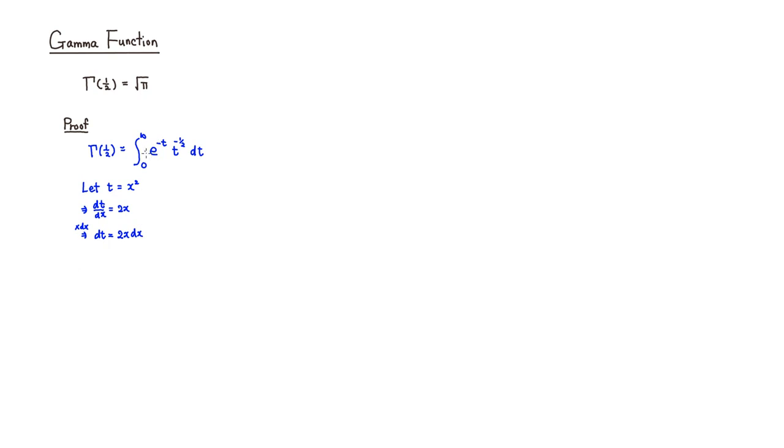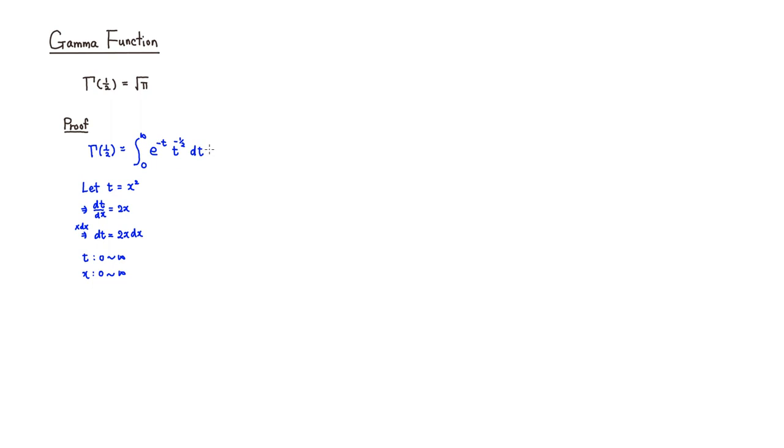Then we can also do the lower bound and upper bound. So originally, t is going from 0 to infinity, and the corresponding x is going to be, when t is 0, x is going to be 0, and when t is infinity, the square root of infinity is still infinity, so x is going to infinity, right?